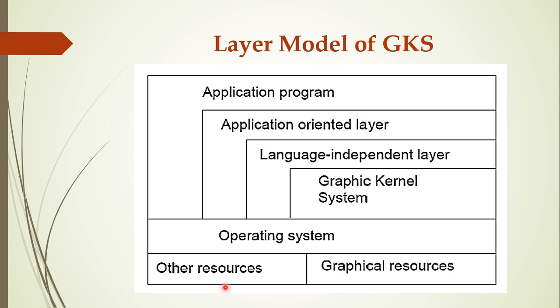Again, another output device, the printer, could be an output device. The particular drawing you made is now on paper with you. You could make that in black and white by means of a printer. So that's another resource. Okay, so these are the basic resources, and this forms the base of this GKS layer.